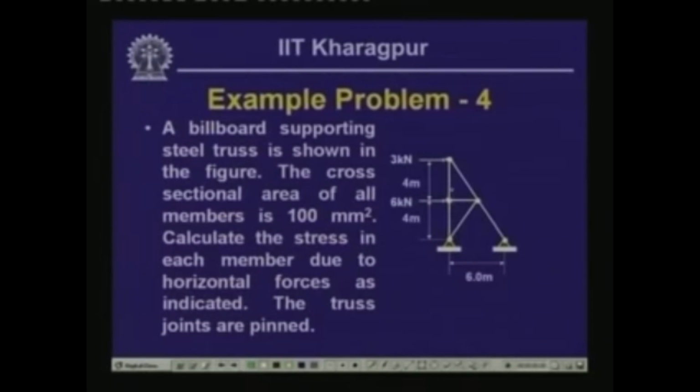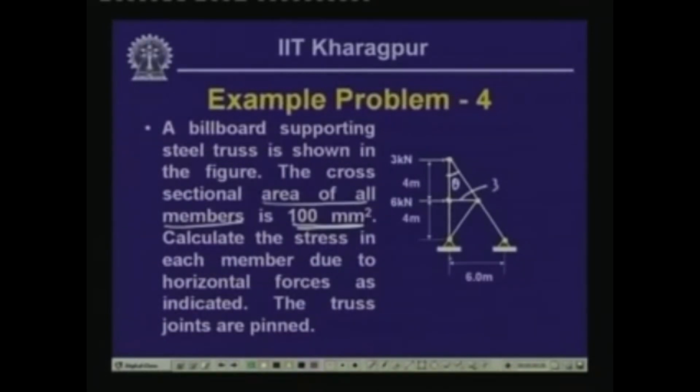Our job is to find out the stresses in each of these members from this particular force. What we need to do is first evaluate the forces in each of the members arising from this external force, and thereby we can compute the stress. Since the cross sectional area of each member is given, the force divided by area will give us the stress. Now, if we assume that this angle is theta, then this being 6, from similar triangles we get this as 3.